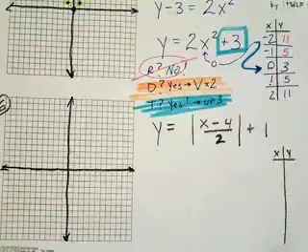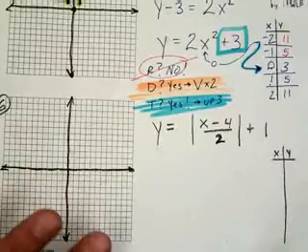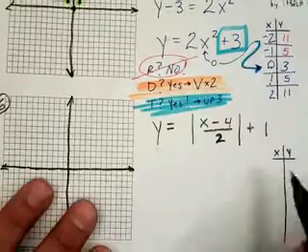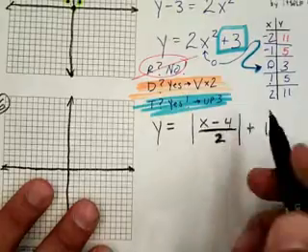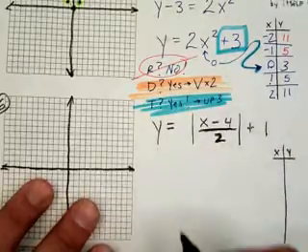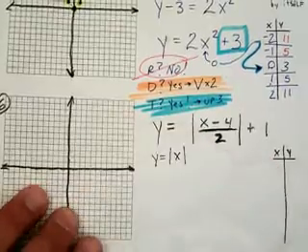Number 6. Lovely number 6. A couple ways to interpret number 6 here. One would be dividing the input by 2. So that's going to be a dilation. By the way, y equals the absolute value. That's the overarching theme. That's the parent function.